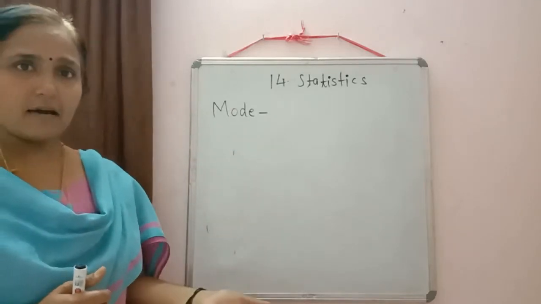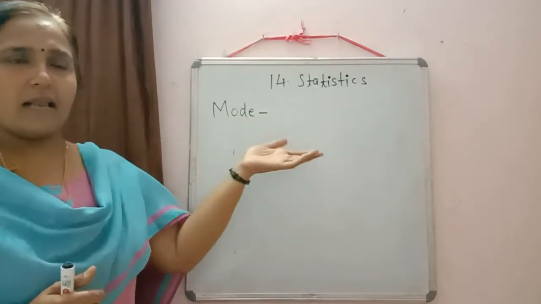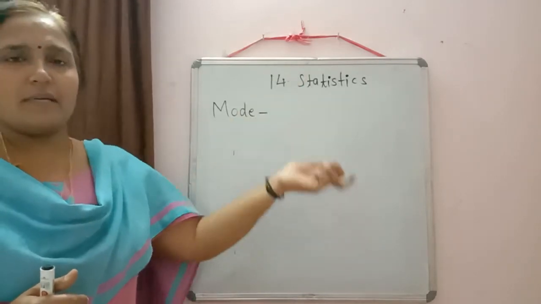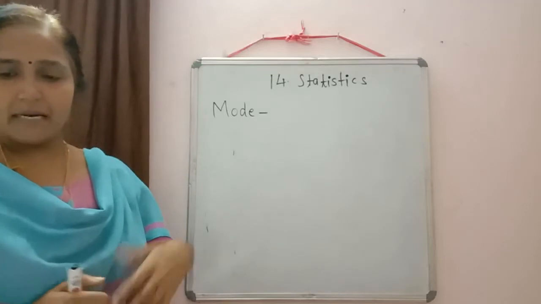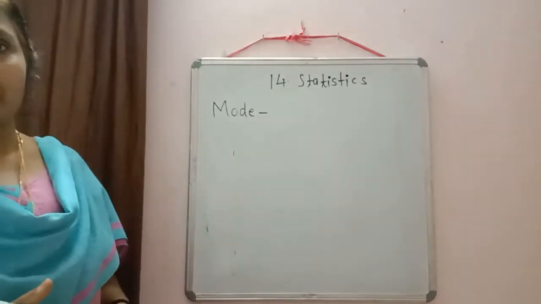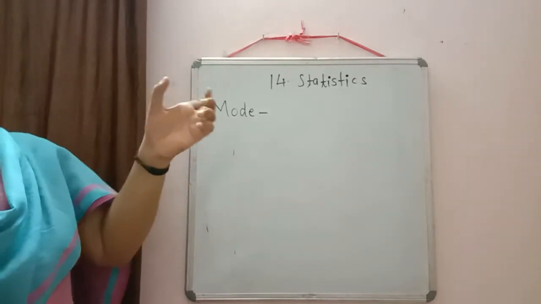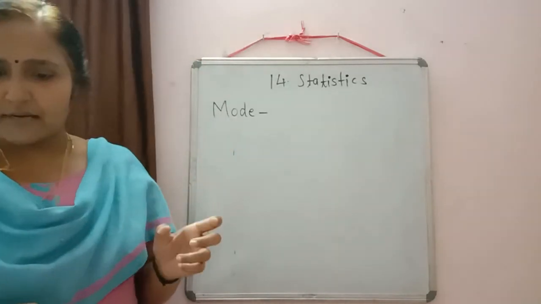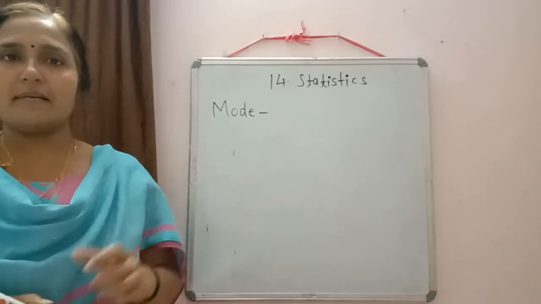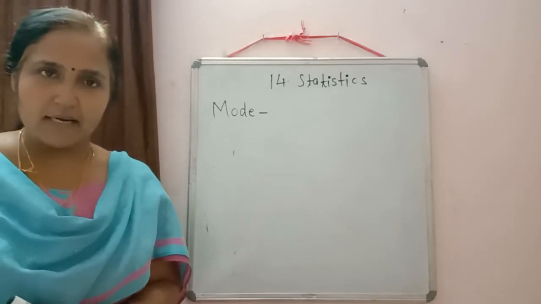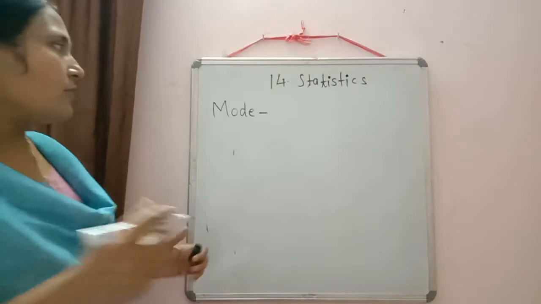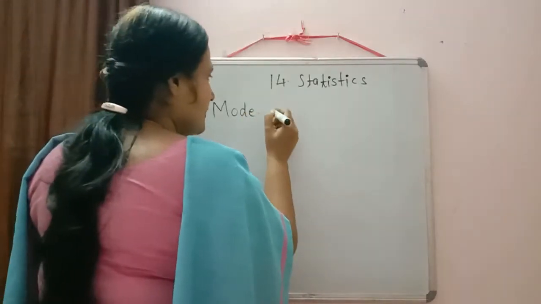If frequencies are also given, then also we can calculate by checking whose frequency is the maximum. But when class intervals are given, how will we calculate the mode? When class intervals are used, we are grouping the numbers. That's why it is called grouped frequency distribution. So just write down there: mode of grouped frequency distribution.